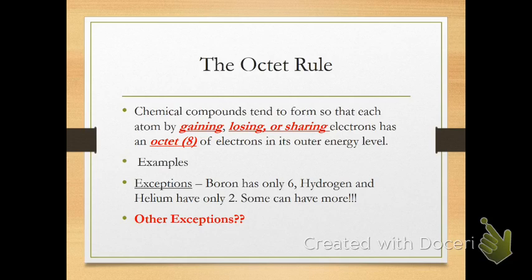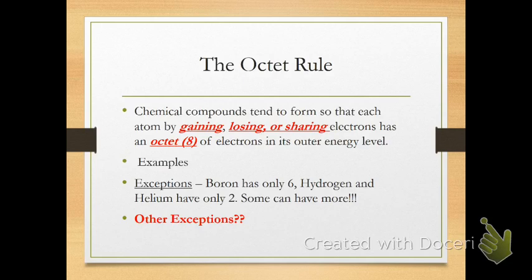The octet rule is saying that chemical compounds tend to form so that, either by gaining, losing, or sharing their electrons, the valence electrons of that particular atom have an octet.